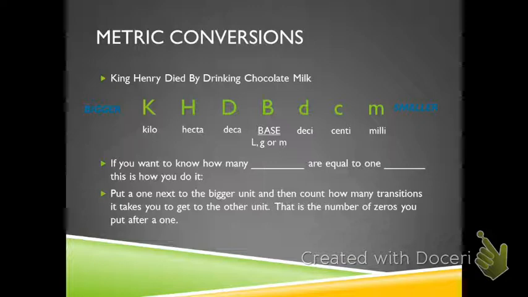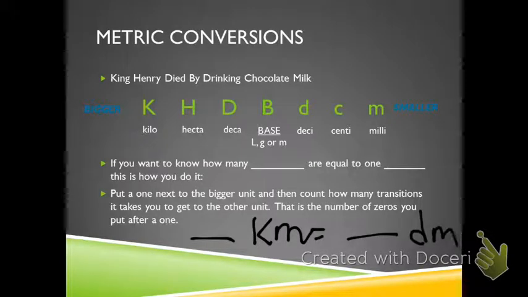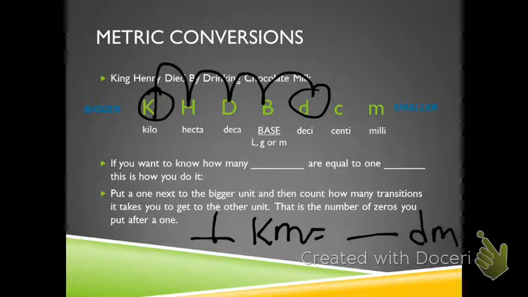The bigger units are on the left, towards the kilo side, and the smaller units are towards the right, which is the milli side. If you want to know how many decimeters are equal to 1, let's say, kilometer, this is how you do it. You put a 1 next to the bigger unit. So let's say we were going to do kilometers are equal to decimeters. What's bigger, a kilo here or a deci here? Clearly, kilo's bigger. So you put a 1 next to the bigger unit and then count how many movements or transitions it takes you to get to the other unit. So to get from deci to kilo, I have to go 1, 2, 3, 4 transitions. That's the number of zeros you put after a 1 on the other unit. So a 1 followed by 1, 2, 3, 4 zeros means there are 10,000 decimeters in 1 kilometer.